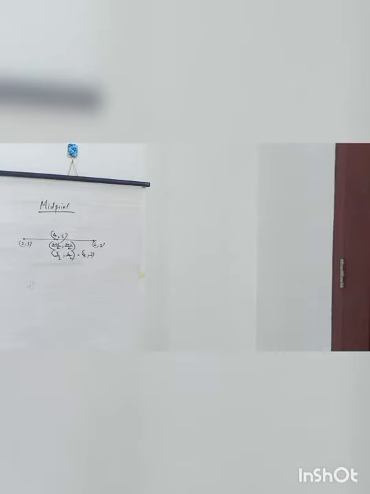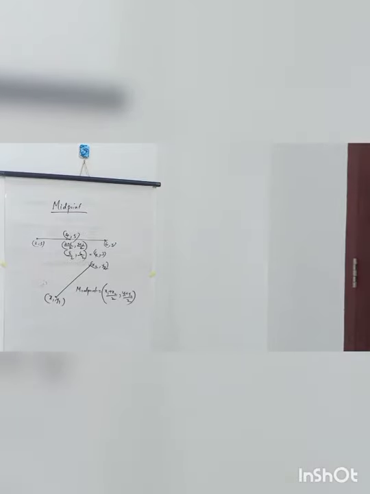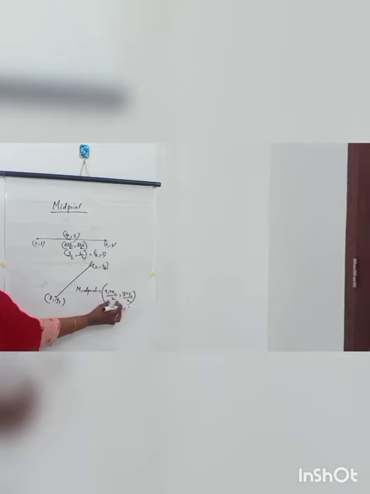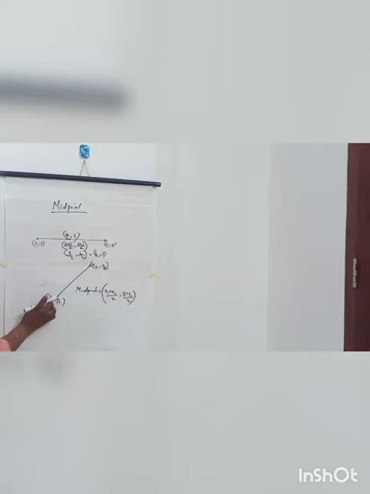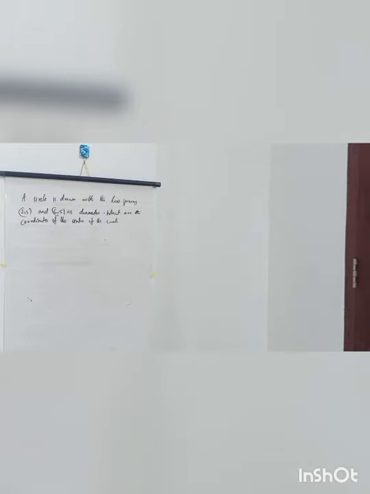Otherwise also you have to use the formula for finding the midpoint of x1, y1. So finding the midpoint of the line joining x1, y1 and x2, y2, we can use this formula. Midpoint equals x1 plus x2 by 2, y1 plus y2 by 2. You have to add the x coordinates and divide by 2, and add the y coordinates and divide by 2. What is the midpoint of the line joining x1, y1 and x2, y2?